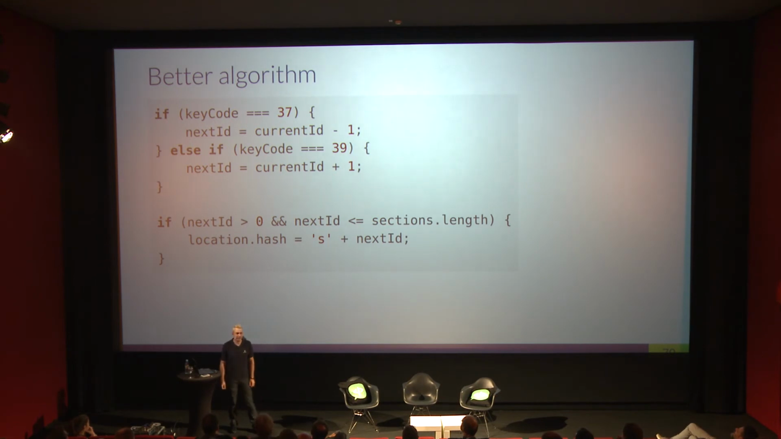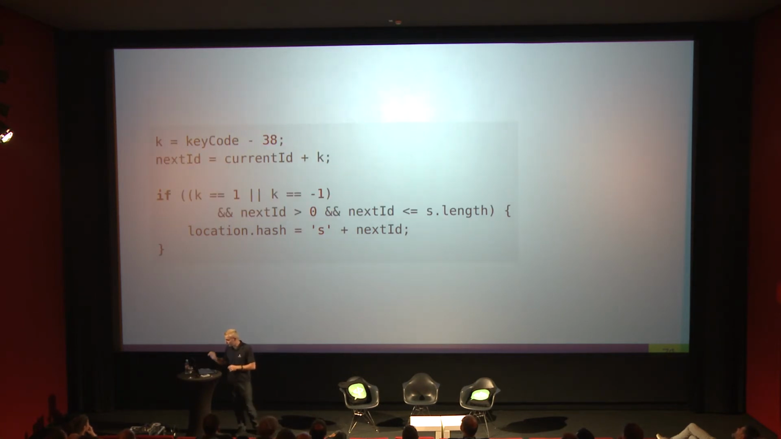And then I can improve the algorithm. This is basically what we do. If the key code is 37 or 39, I add 1 or subtract 1. So the difference between 37 and 39 is 2, and the difference between -1 and +1 is 2 as well. And I can take this to my advantage, because instead of using the key code directly, I subtract 38. And now this value is -1 or 1, this is exactly what I want, and then I can add this value to the current ID.